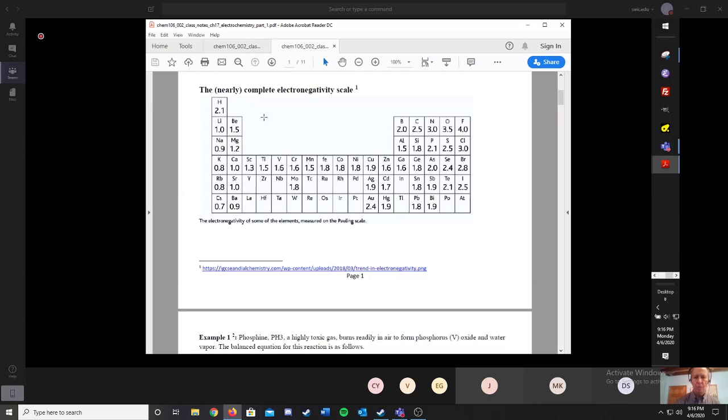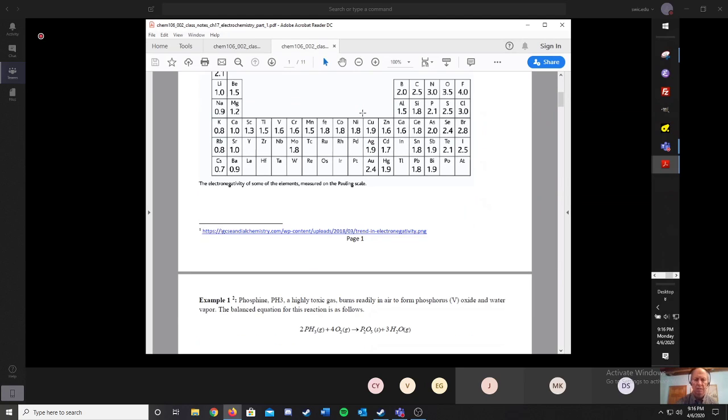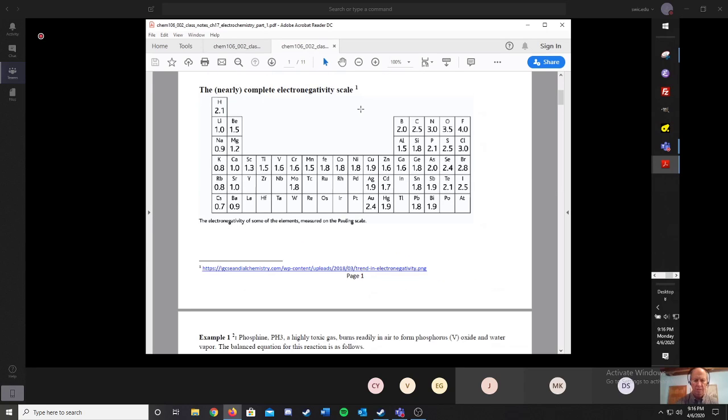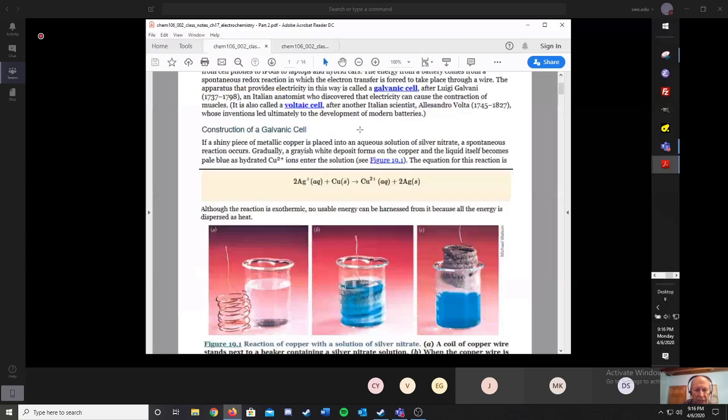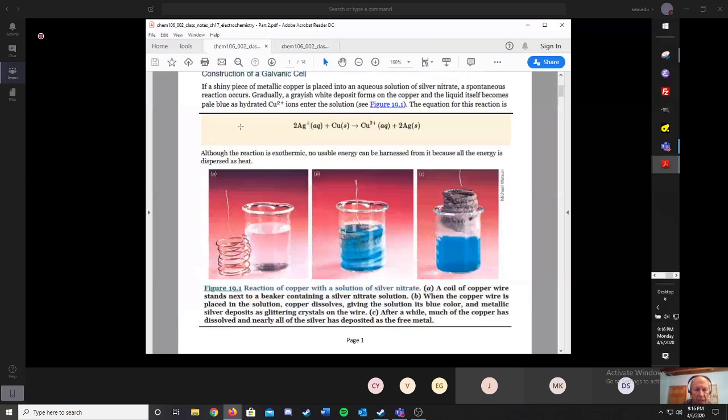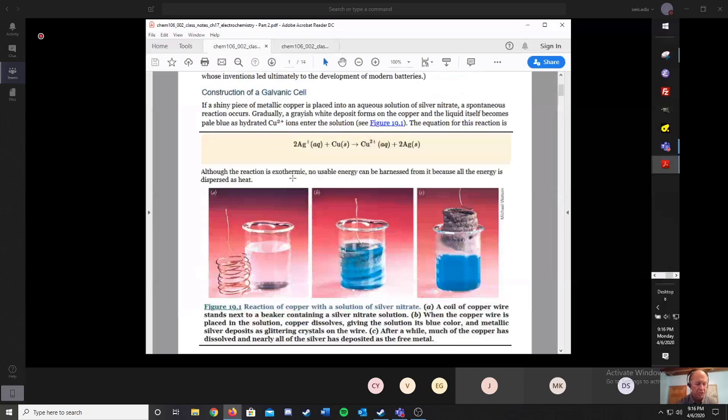Because one electrode is carbon-based and the other is oxygen-based, and in between them, lithium is shuttled back and forth. Okay, so in this example here, it shows that effect.